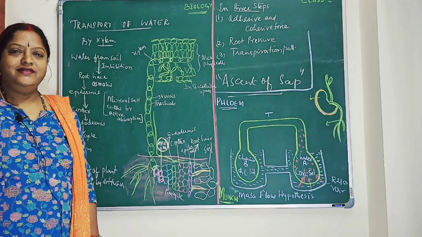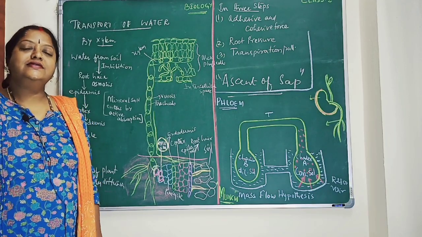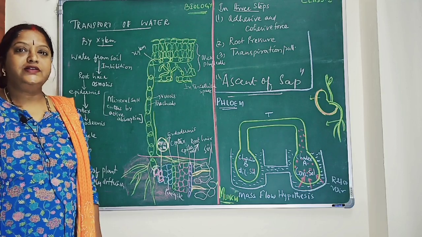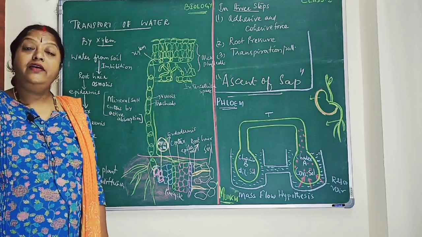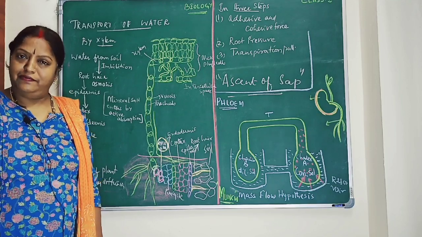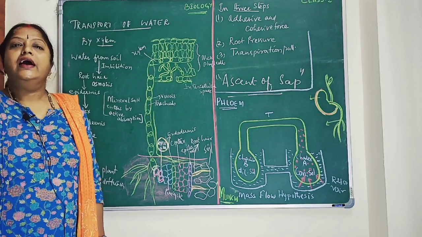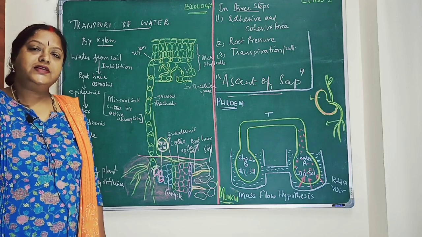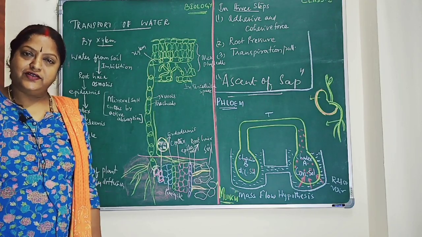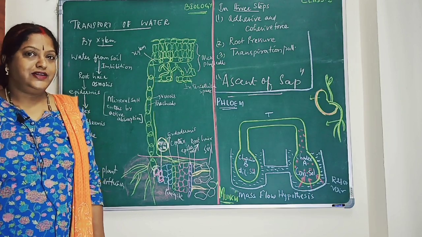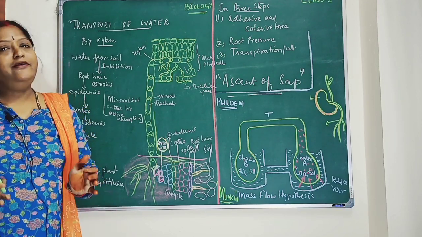Good morning, children. In the previous classes we discussed transport system in lower organism and higher organism, and today we'll discuss transport system in plants. In plants, transport of substances takes place with the help of vascular bundles. A vascular bundle consists of xylem and phloem.